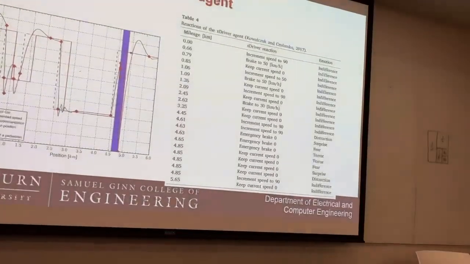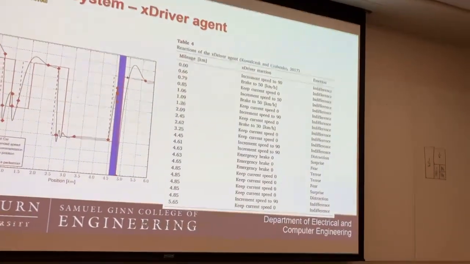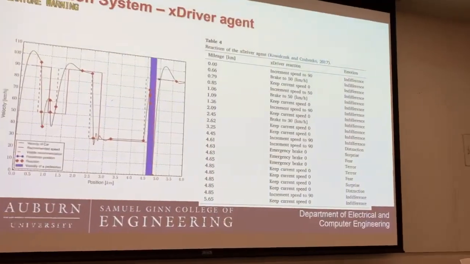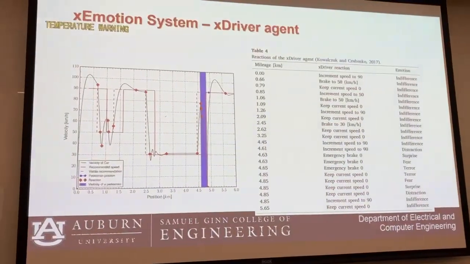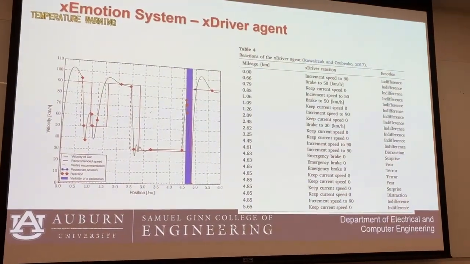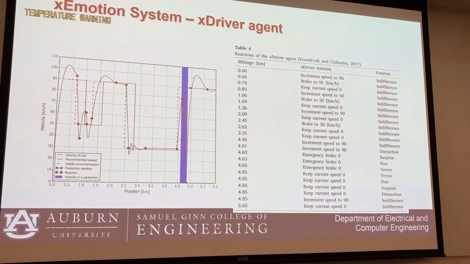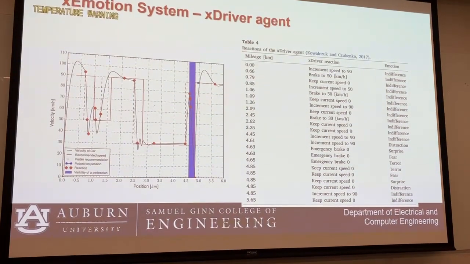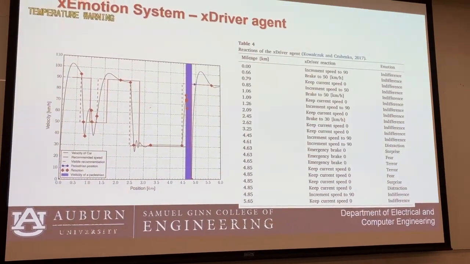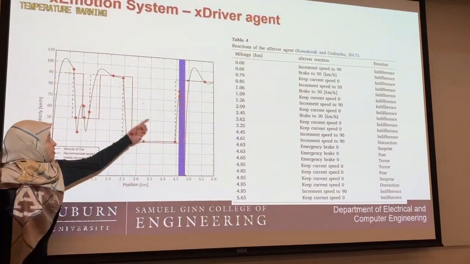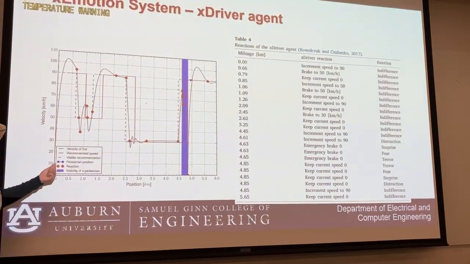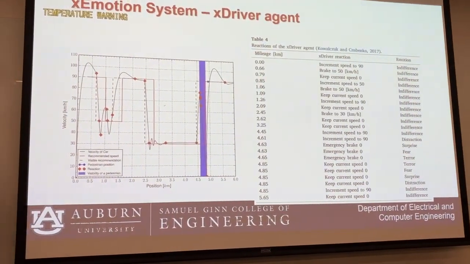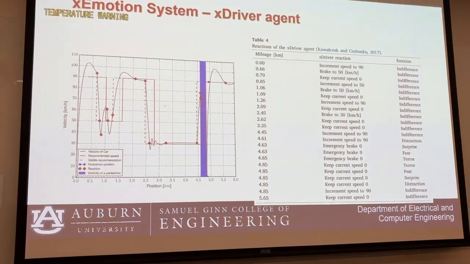So they tested their emotion system in an X-driver agent in a virtual environment, with a simple road scenario including a traffic disruption in the form of a pedestrian on the road. The pedestrian is seen here in the purple color.